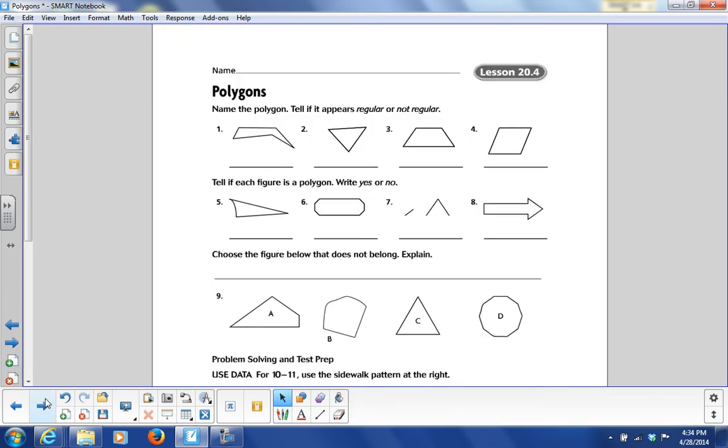All right, let's take a look at our homework. Name the polygon. Tell if it appears regular or not regular. So number one, it doesn't look like your average polygon. In fact, the video and any other thing would tell you it's probably not a polygon, but it's got how many edges? So count the edges. I got 1, 2, 3, 4, 5. So what kind of polygon was that? Who remembers what a five-sided polygon is? It's called a pentagon.